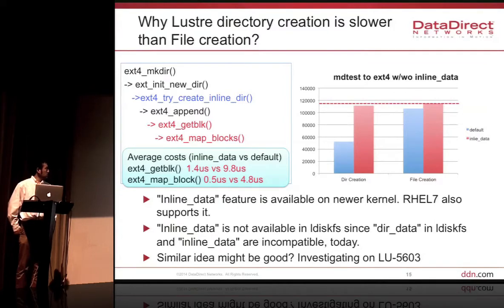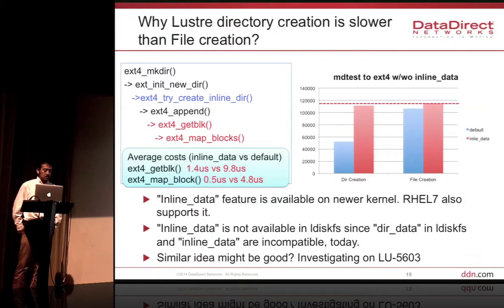When we take a look at the ext4 code, there are a couple of functions taking a lot of the cost, which are get block and map blocks. The directory creation is a different operation from the file creation. One difference is that directory creation needs to allocate an extra block for the dot file. This is a special block. So these costs are high.